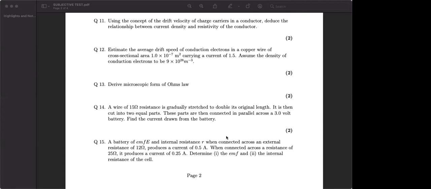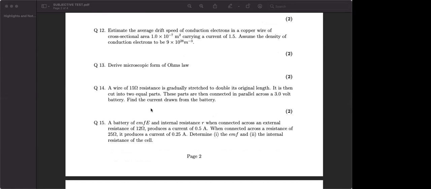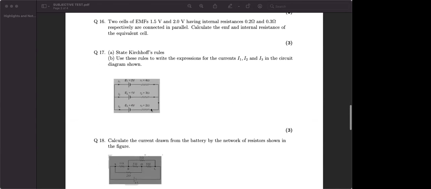Sir, in the 17th question, part B, I3 is flowing opposite to I2. Yeah, this is I1, this is I2, this is I3. You just have to write expressions, just the KVL, Kirchhoff's second law. You don't have to calculate the exact value of I1, I2, and I3. You just have to write the equations for I1. Okay? Yes, sir.